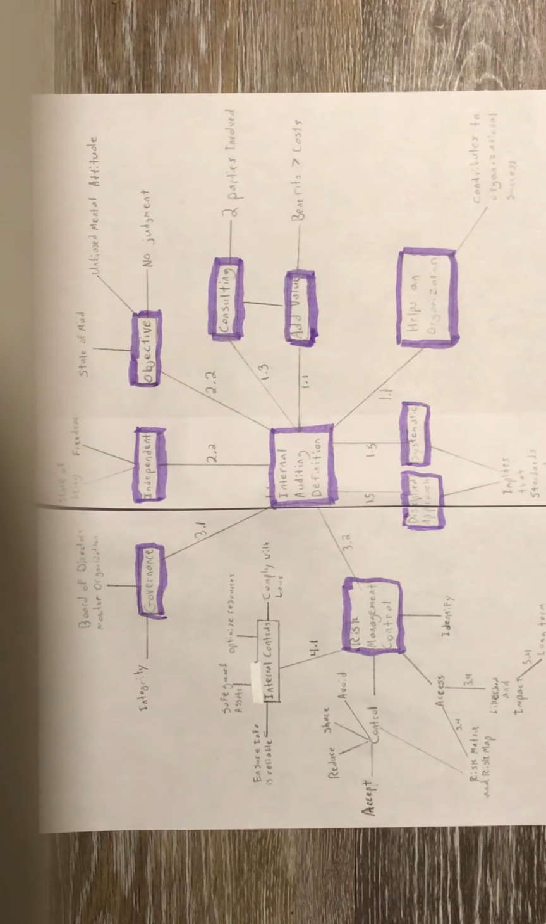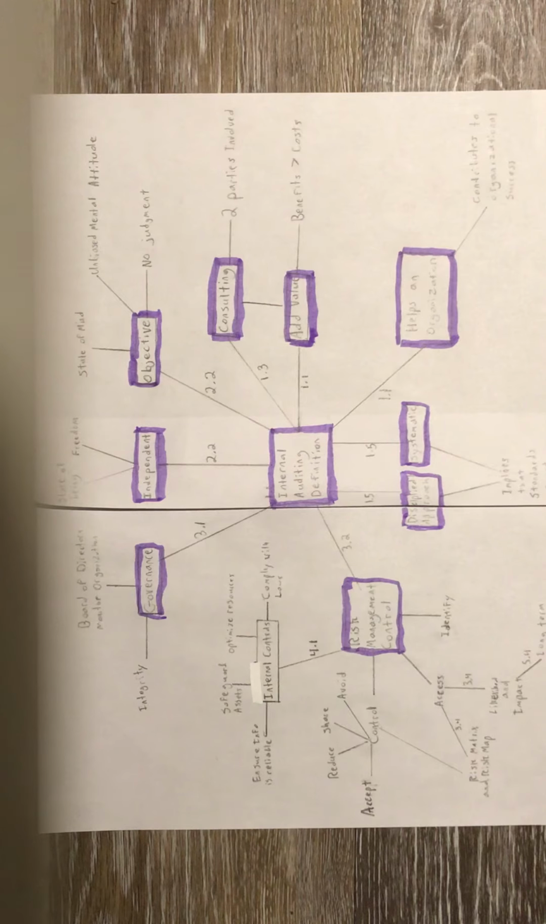I based my mind map off of the definition of internal auditing because throughout the semester we kept referring back to the definition and the key words from that definition. So I'll start off by explaining what it is. Internal auditing is an independent, objective assurance and consulting activity designed to add value and improve an organization's operations. It helps an organization accomplish its objectives by bringing a systematic, disciplined approach to evaluate and improve the effectiveness of risk management, control, and governance process.